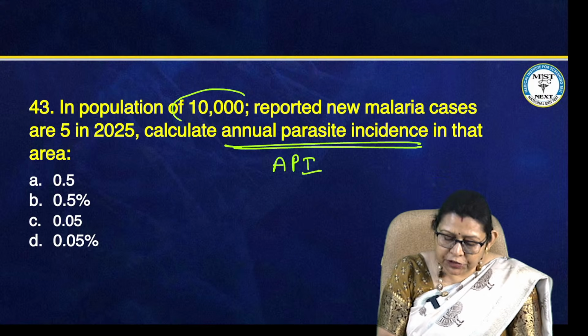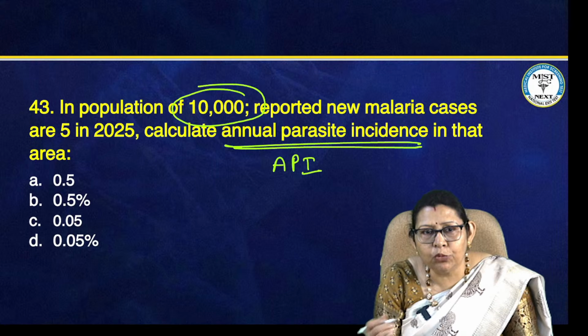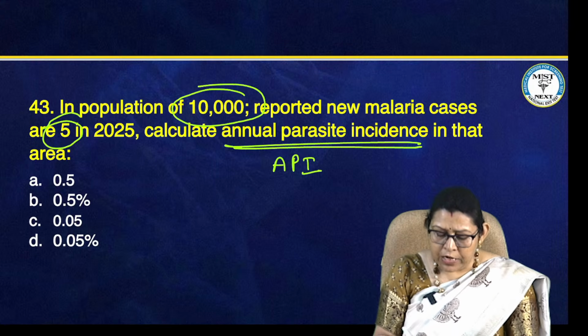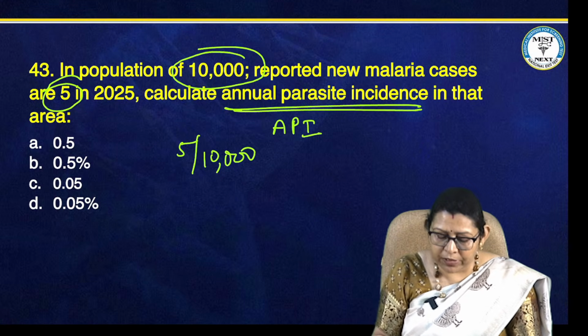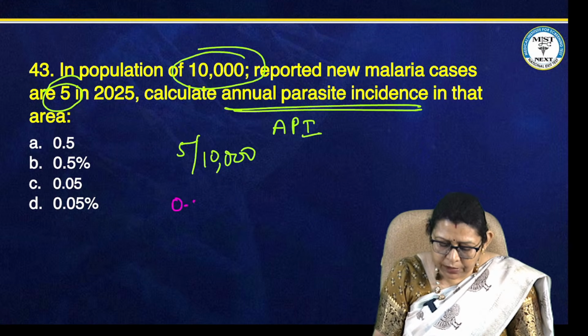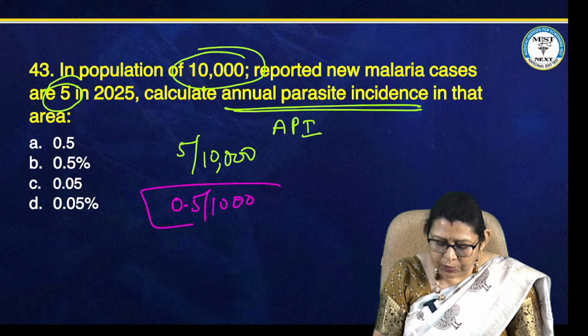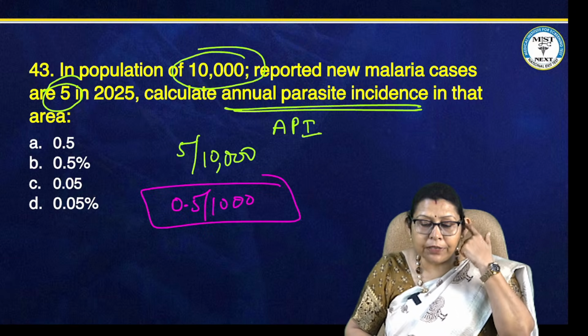How many is the population? 10,000. How many are the new malaria cases reported? 5. So 5 cases reported per 10,000 population. So obviously, how many will be per 1000? It will be 0.5 per 1000 population. Okay. So 0.5 per 1000 population.